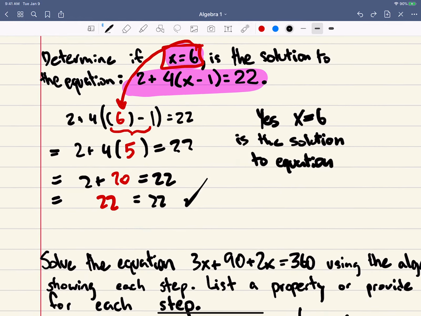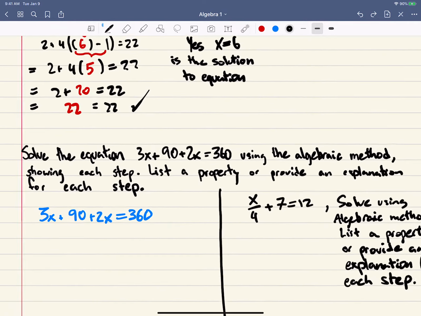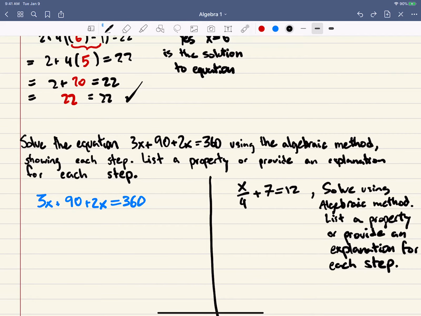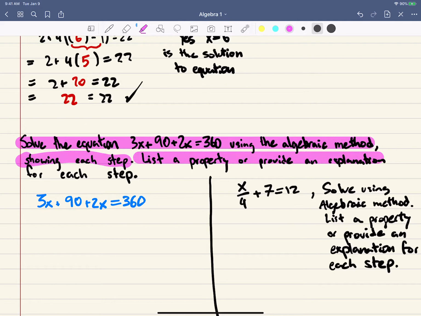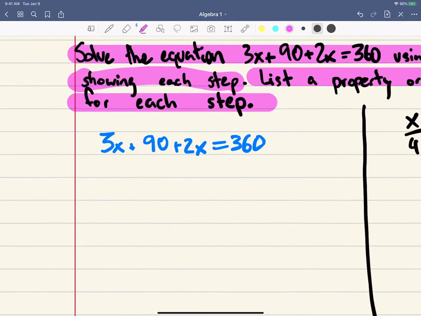Now that that's out of the way, we're going to go over this nice big problem. Right now we're going to focus on this highlighted part. It says, solve the equation 3x plus 90 plus 2x plus 30, equals 360. Use the algebraic method, showing each step. List a property or provide an explanation for each step.